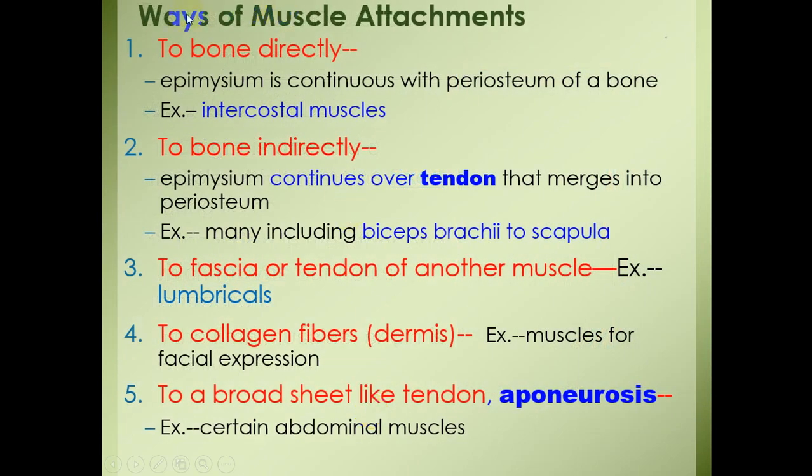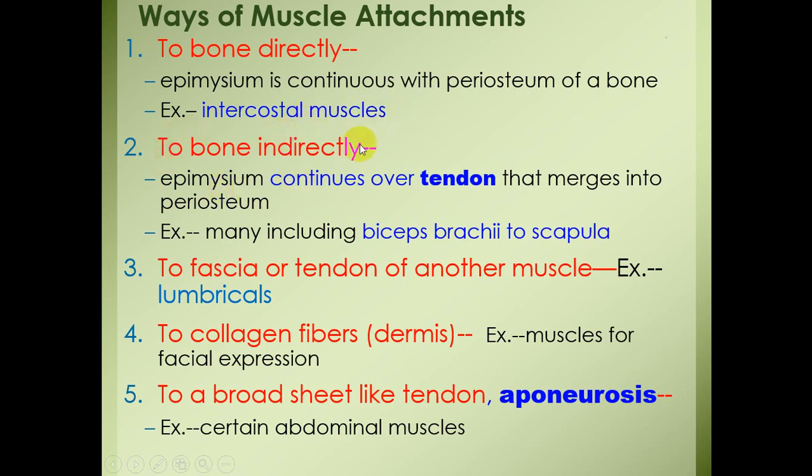There are different modes of skeletal muscle attachments. Either the fleshy part is attached to the bone directly. In that case, the layer of epimysium is blended with the periosteum of the bone. Examples are the intercostal muscles. Their proximal and distal attachments both show direct attachment of the fleshy part to the bone.